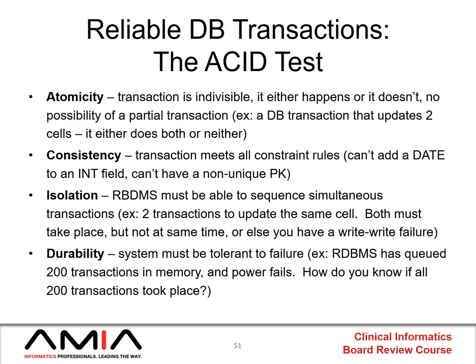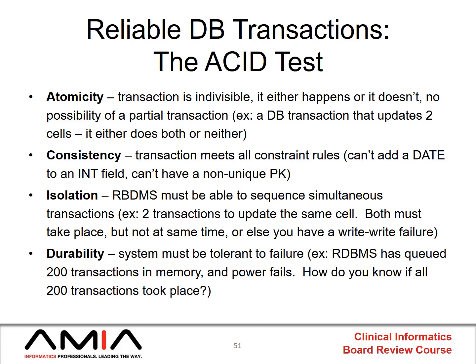Consistency means that the transactions must meet all the constraints. I cannot add a date to an integer field, I can't have a primary key that's not unique, and so on. Isolation is the principle that relational databases must be able to sequence simultaneous or near simultaneous transactions. You have to be able to avoid race conditions. You have to be able to avoid write failures where, if the database receives 2 update requests at almost the exact same instant, it has to know, okay, this one's going to happen after this one, and I'm going to queue it up in such a way that I promise to isolate these transactions and not have one of them overwrite the results of the other, or corrupt the results of the other.